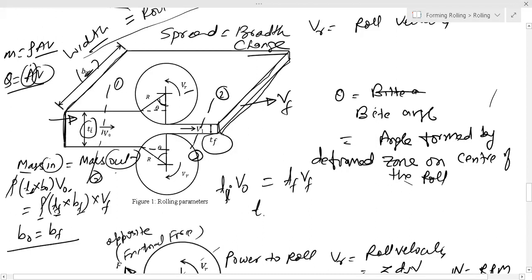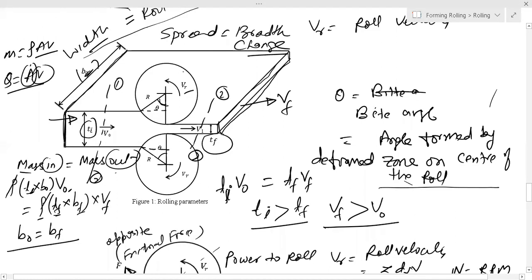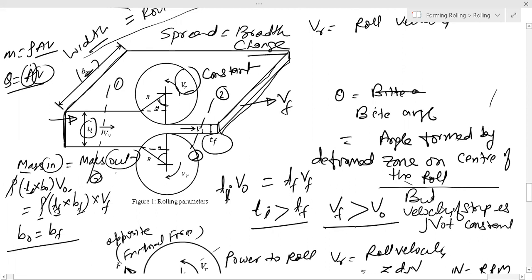Here what we see, T initial is bigger than T final. It means V final is greater than V original. Initial means velocity of roll is constant, but velocity of strip is not constant. Velocity of strip changes from V initial to V final, and velocity increases.